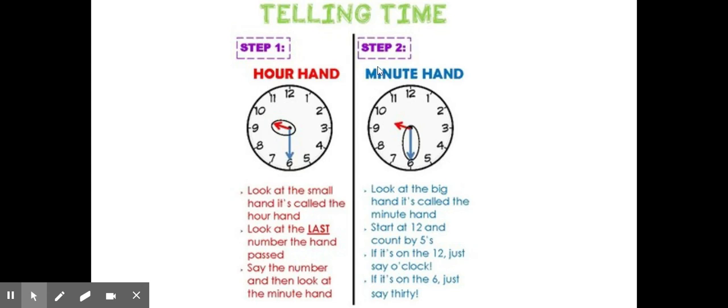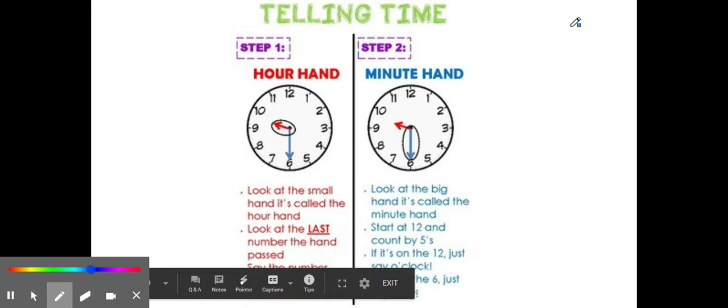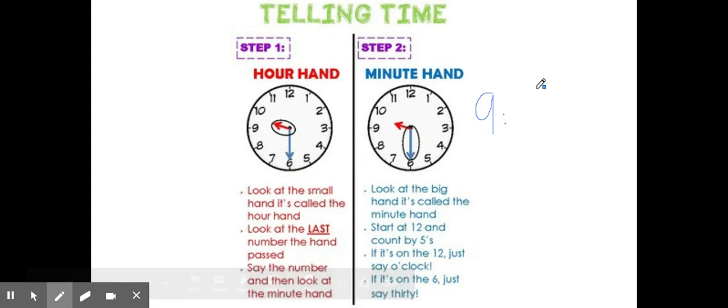Step 2 for telling time is looking at the minute hand, the bigger hand, the longer hand. That tells you how many minutes have passed. But don't get tricked. Here I see the minute hand is pointing to 6, but it is not 9:06. That's not right. This time is not 9:06. That's wrong.